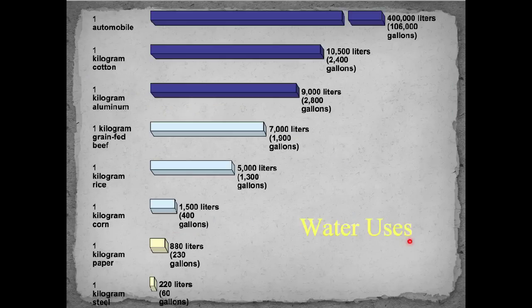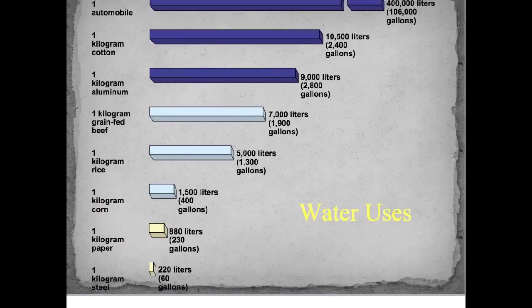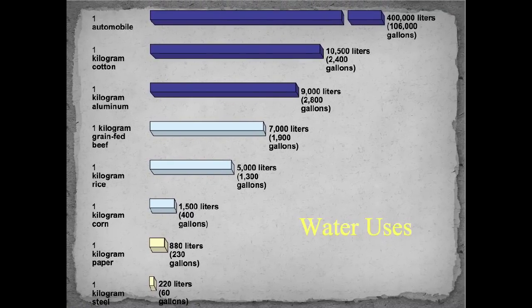This is a pretty cool graph looking at water usage, how much water is needed for different items, like an automobile. See, it takes about the most, 400 liters to produce. When you go down to grain-fed beef, it takes about 7,000 liters. Going down to 1 kilogram of corn, and then paper, and then, what does it say? Steel down below.